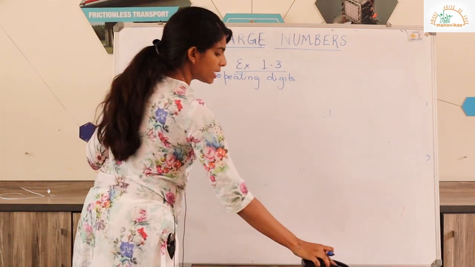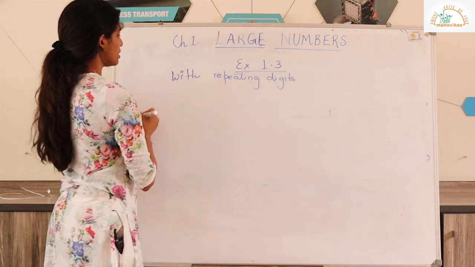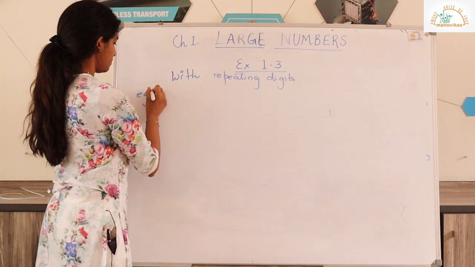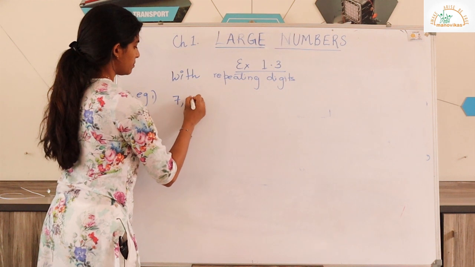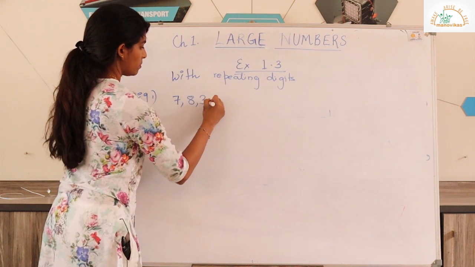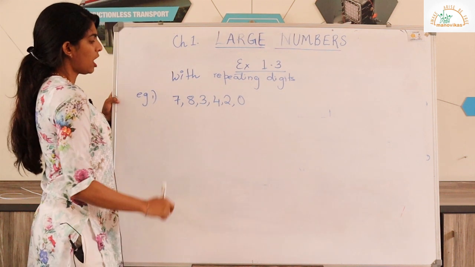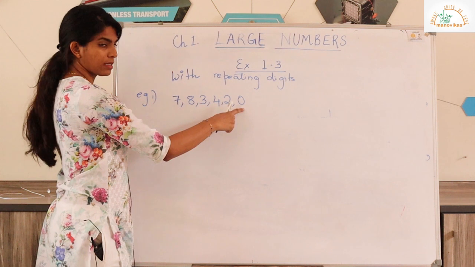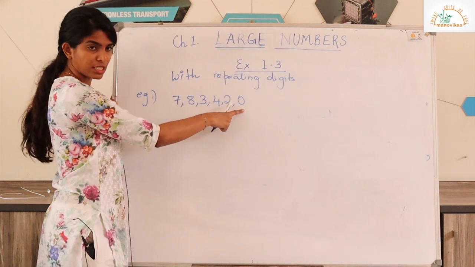Let's see how to arrange numbers with repeating digits. Let's take one example. You are given a set of digits. How many digits are here? 1, 2, 3, 4, 5, 6. Okay, here we have 6 digits.